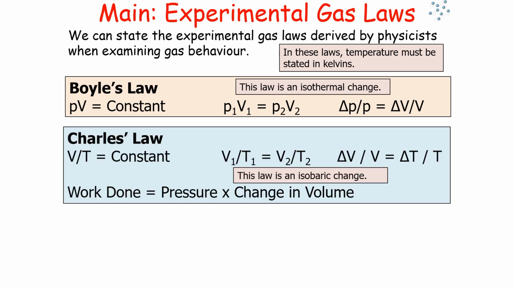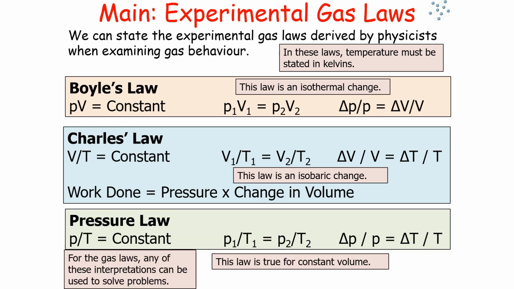The second law is Charles' law, where you can say that V over T is equal to a constant, or V1 over T1 is equal to V2 over T2, or the change in volume over volume is equal to the change in temperature over temperature. This law is an isobaric change because pressure must be kept constant. Now we can also work out the work done when you change the temperature of a gas by doing work done is equal to pressure times by change in volume.